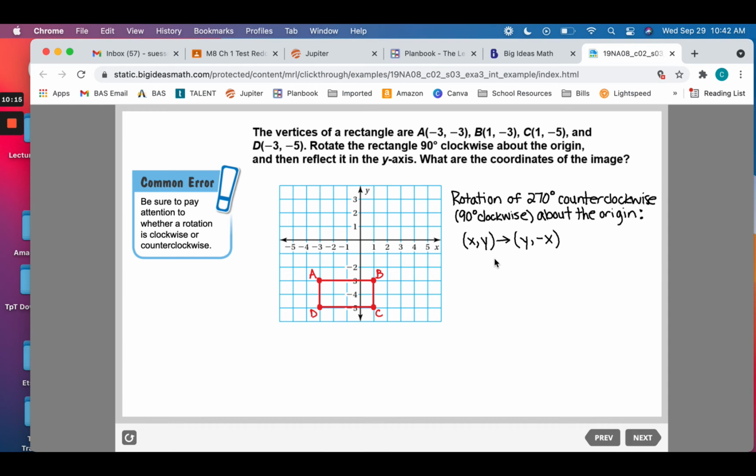Just keep it. Here's the rule. If I'd have known it was there the whole time, I wouldn't have had to say it. Okay, x and y change: we flip positions, and whatever the original x was becomes a negative x.